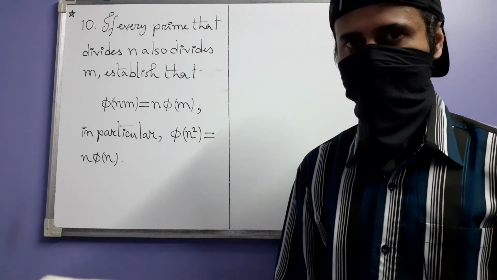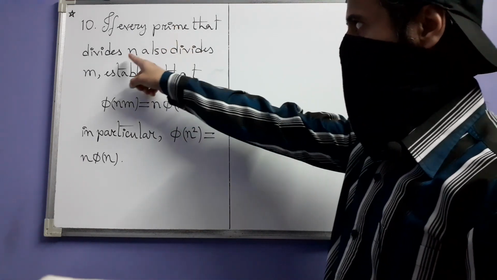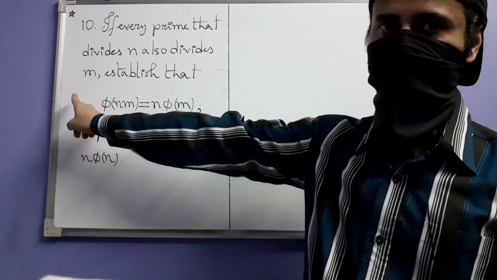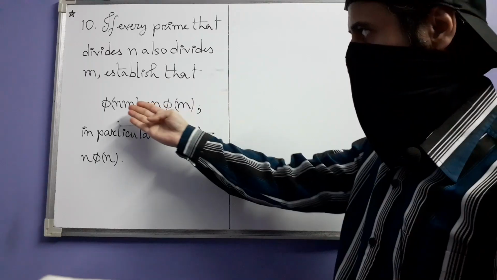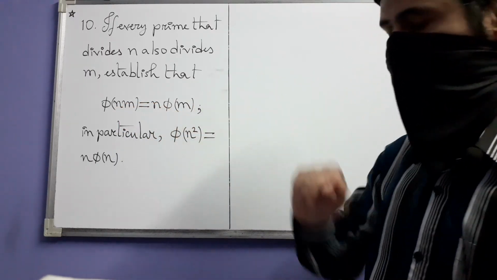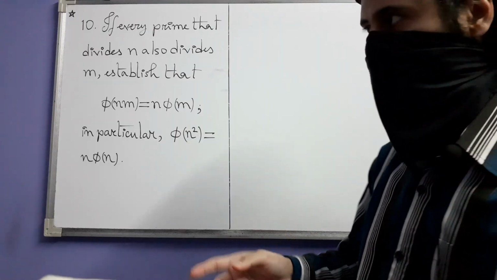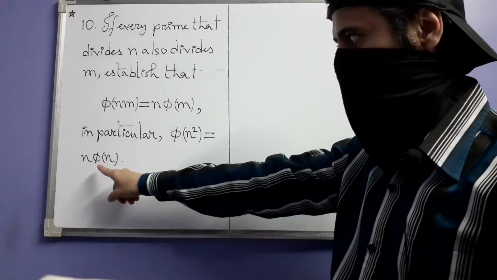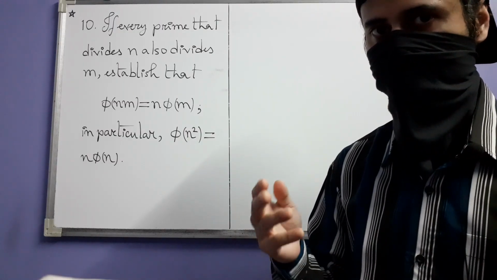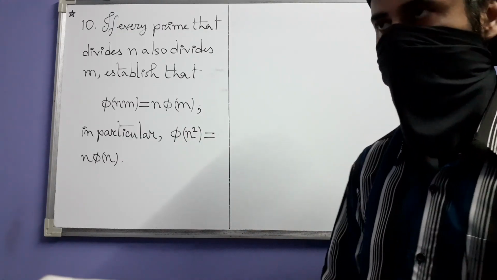Next, exercise number 10. If every prime that divides the positive integer n also divides the positive integer m, then we have to establish that the phi value of nm equals n times the phi value of n. In particular, this means that phi of n squared is equal to n times phi of n, because every prime divisor of n obviously divides n.